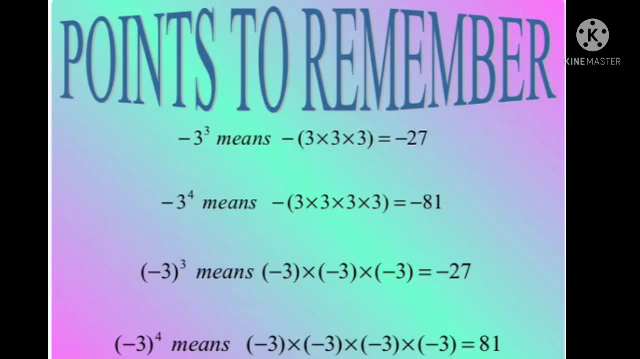Minus 3 in the bracket raised to the power 3 means minus 3 multiplied by minus 3 multiplied by minus 3 giving us minus 27. In the bracket minus 3 raised to the power 4 means minus 3 multiplied by minus 3 multiplied by minus 3 multiplied by minus 3 is equal to 81.